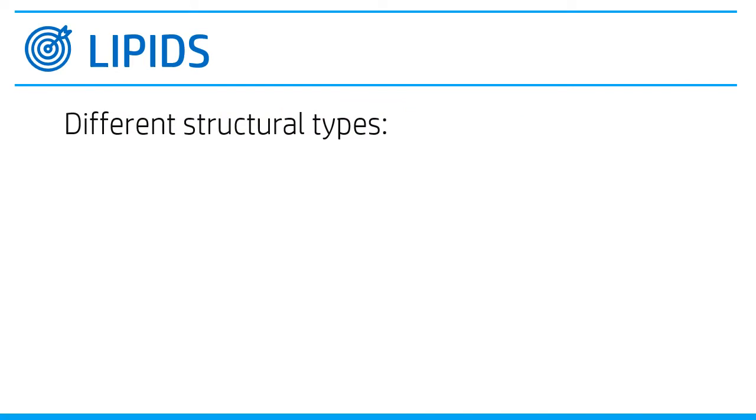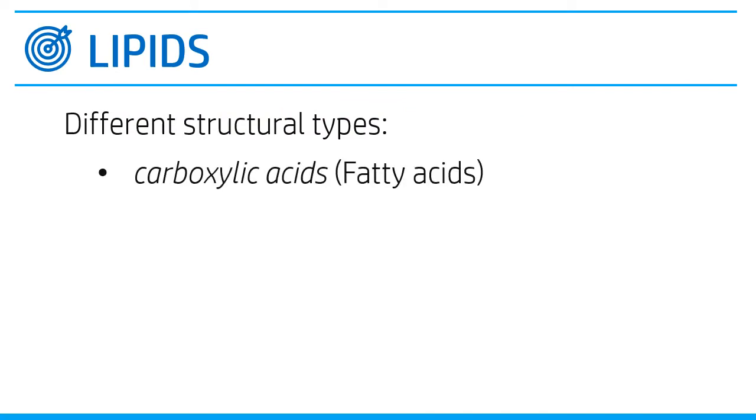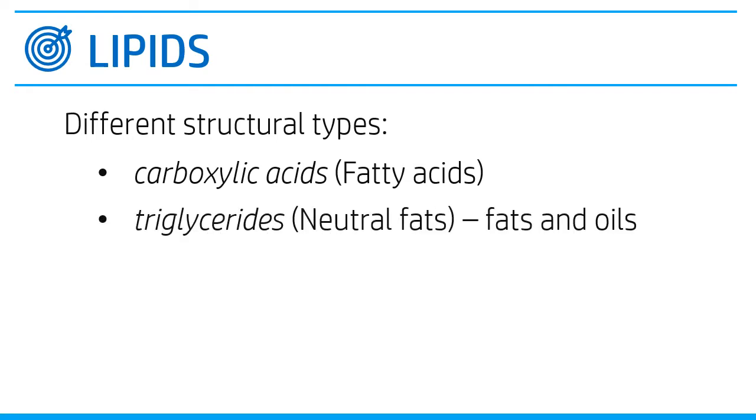These are the different structural types of lipids. We have carboxylic acids, also known as fatty acids. We have the triglycerides, also known as neutral fats. Fats and oils are the most abundant lipids. Steroids, like cholesterol, is an important steroid found mainly in animal cells. Waxes are also examples of lipids. Lipids are insoluble in water, meaning they do not mix with water.